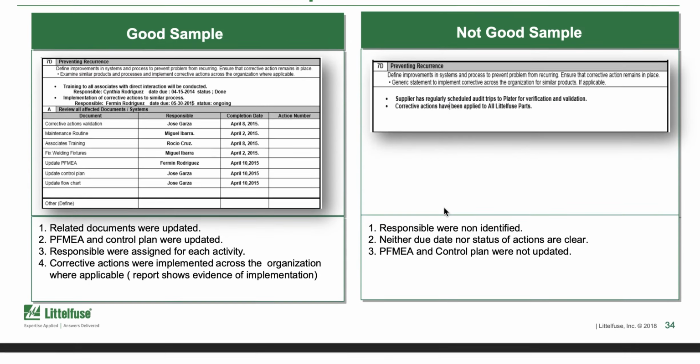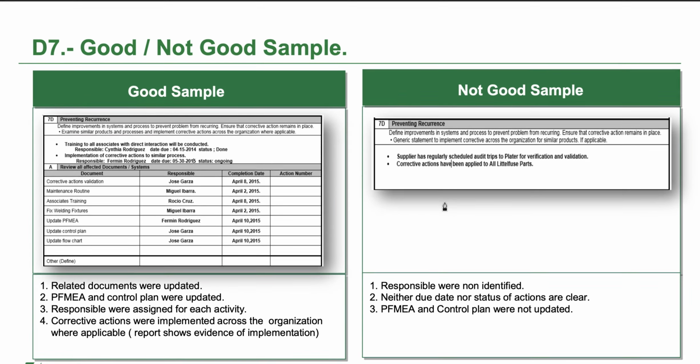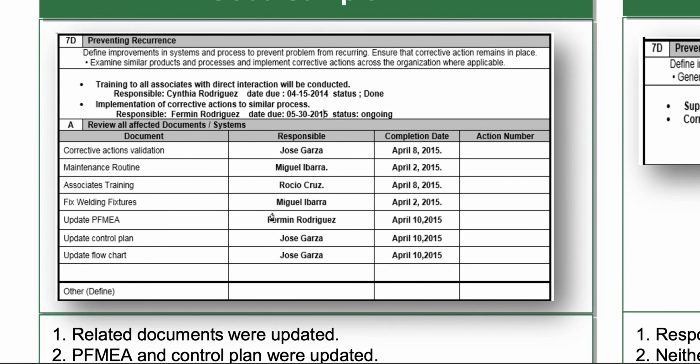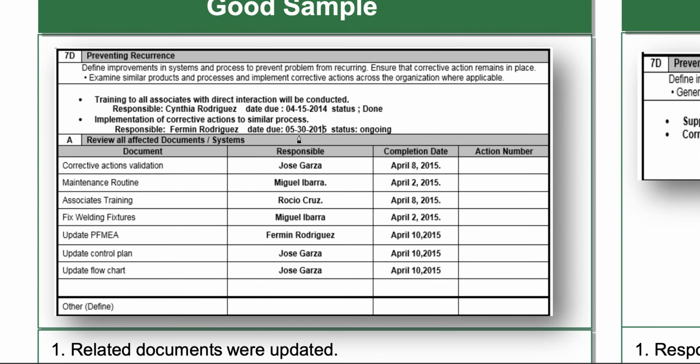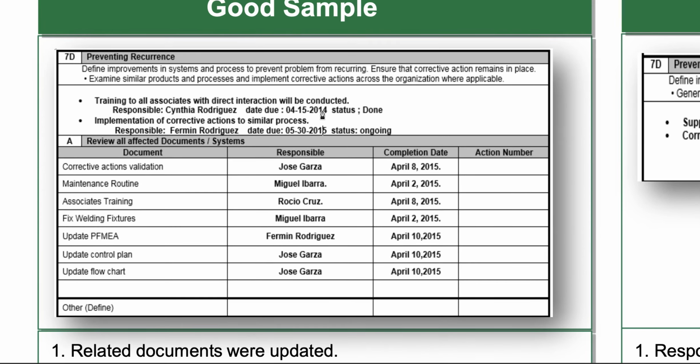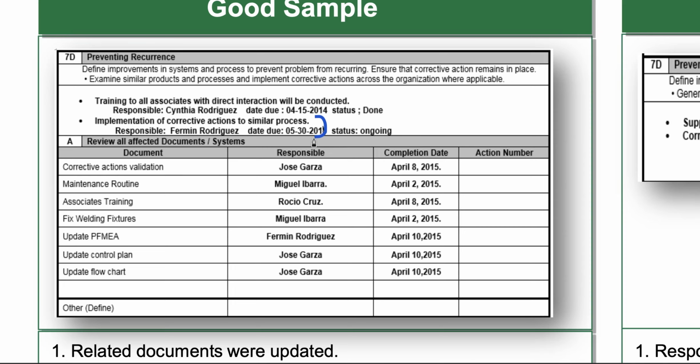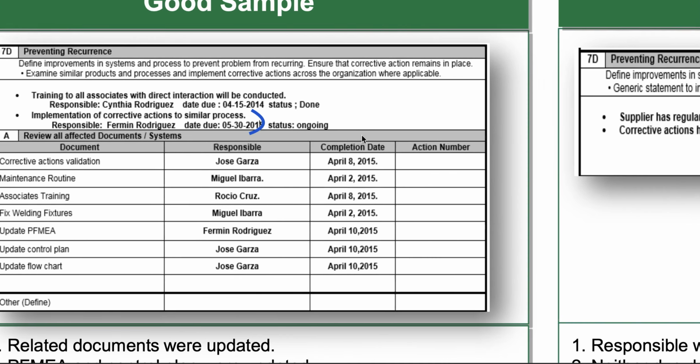Good sample and bad sample. As you see in the good sample, it is written implementation of corrective action to similar process with responsible and due dates. Maybe they should have defined a product or process list. I think that would be better.